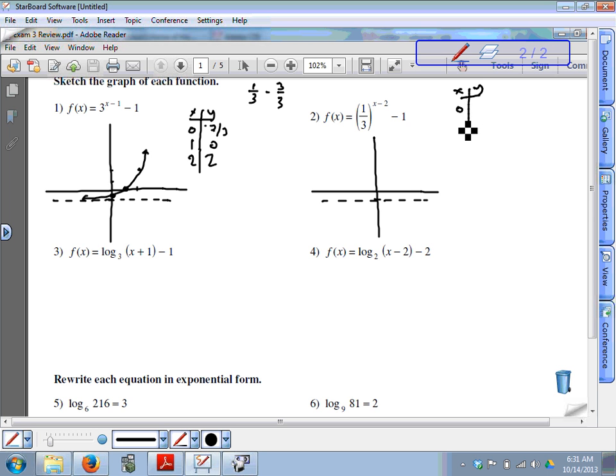If we want to find the y-intercept, we can let x equal 0. 0 minus 2 is -2. 1/3 to the -2 minus 1. 1/3 to the -2 is the same as 3 squared, which is 9. 9 minus 1 is 8.